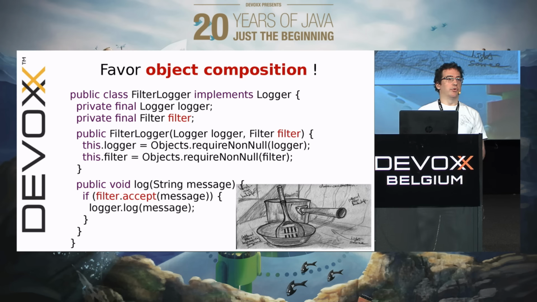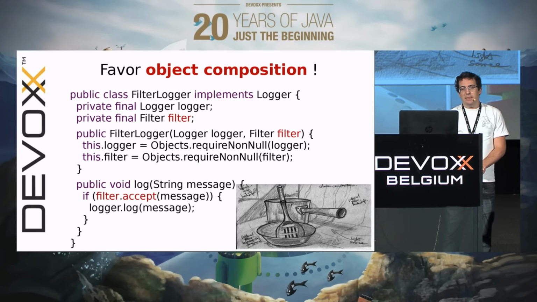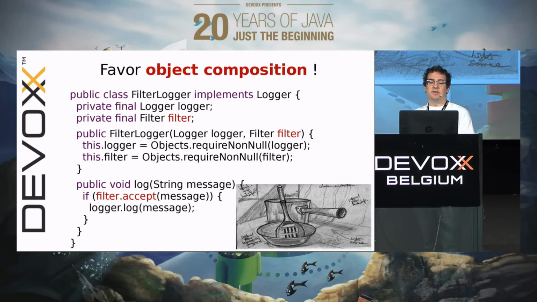Let's now transform the code. I mean, this code is really great. It's just we don't need to write so much code for that. First, you can see that a filter logger doesn't add any methods if you compare to the interface logger. So having a name for this is stupid. You don't need a named class for this. You can use an anonymous class for this.